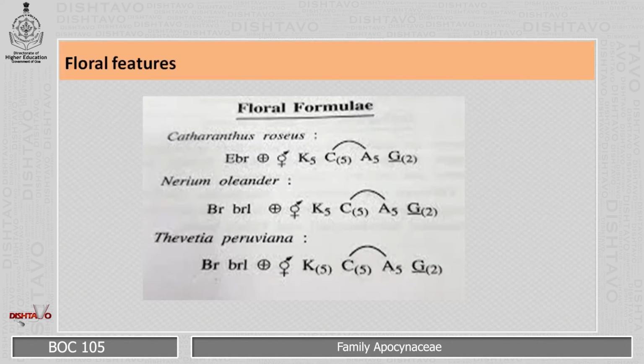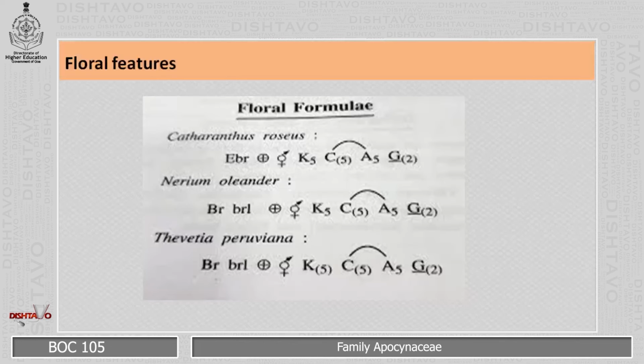You find it is ebracteate. I have not spoken about any bracts here. Therefore, it is ebracteate. The cross with a circle signifies that it is regular or actinomorphic. The next one we have, it is bisexual. You can see the male and the female character in the same flower. K5, it means calyx are 5 and they are not put in brackets. That means they are free.